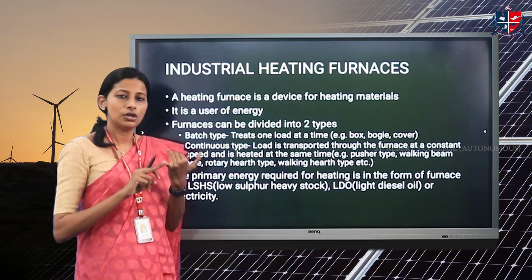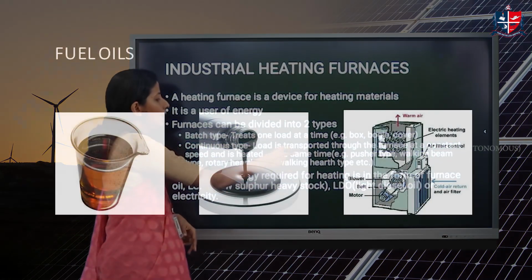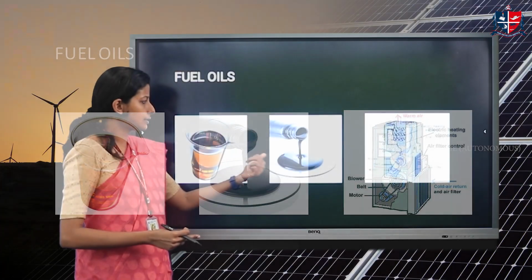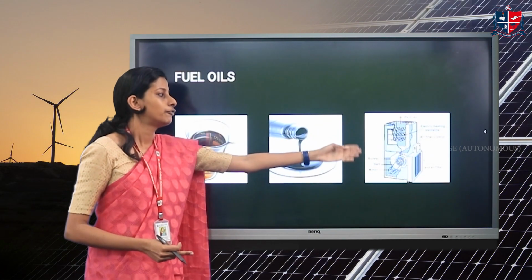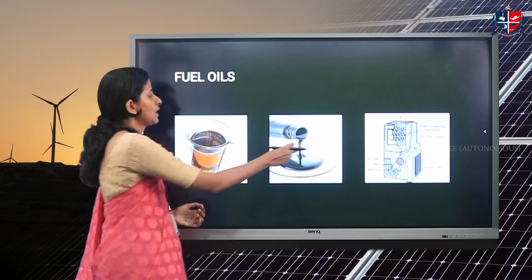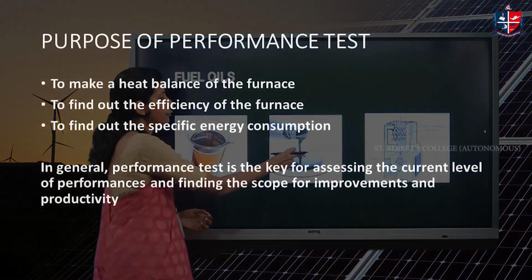One is low sulfur heavy stock. Then we have light diesel oil, and then there is also electricity, which is being shown here. This is LSHS, this is LDO, and this is finally a furnace chamber which works based on electrification. So these are the different fuels which can generate the heat inside a furnace.